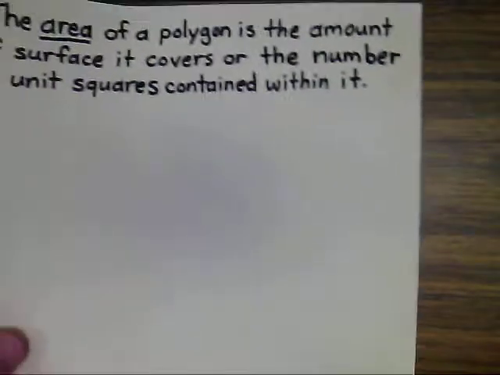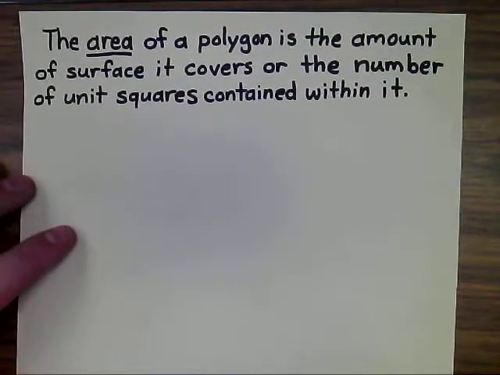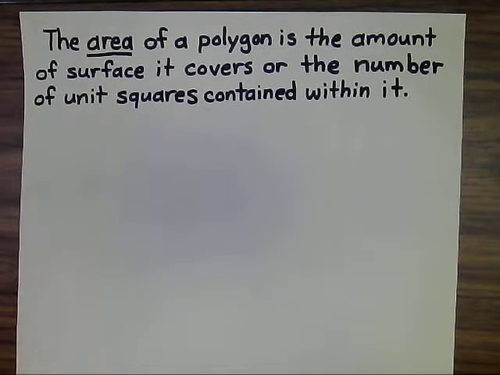The area of a polygon is the amount of surface it covers, or the number of unit squares contained within it, and you'll use it your whole life in trying to determine which is larger.